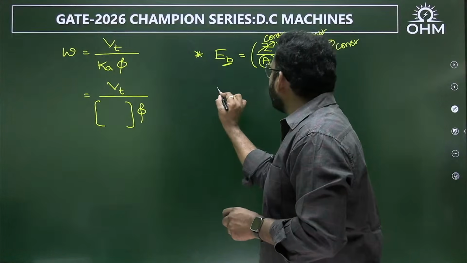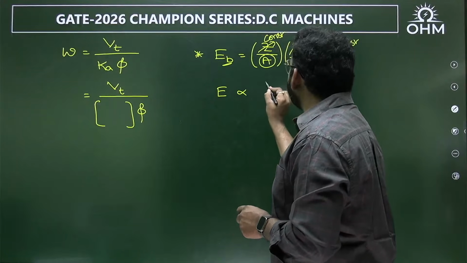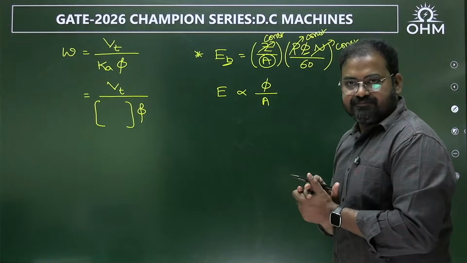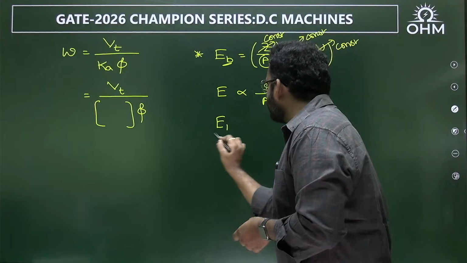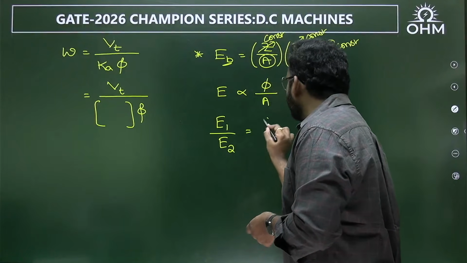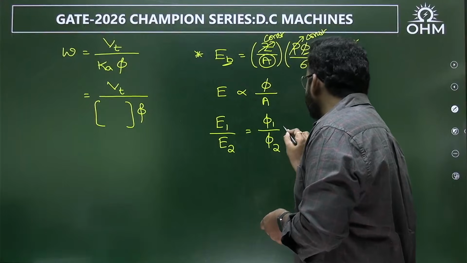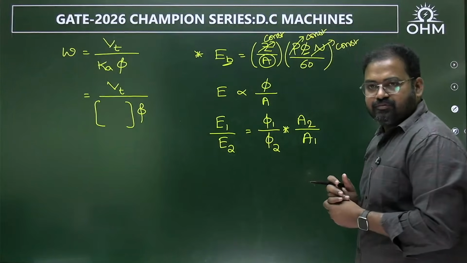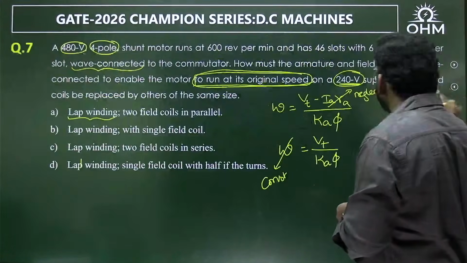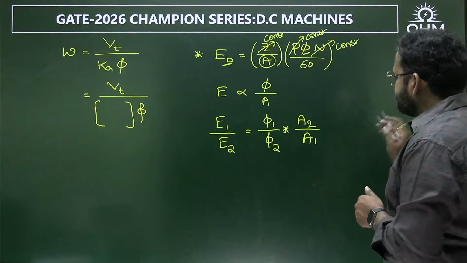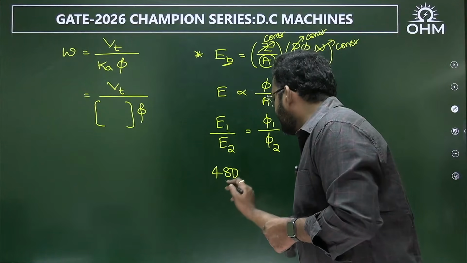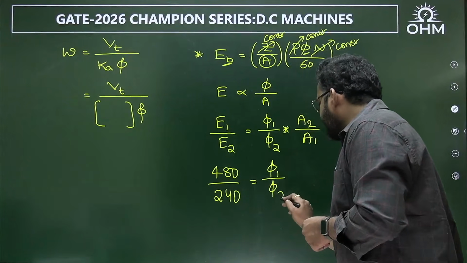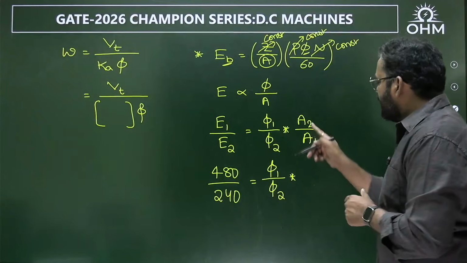So I can now write that voltage is directly proportional to flux in the numerator and number of parallel paths in the denominator, remaining things are constant. So first case voltage divided by second case voltage is equal to first case flux by second case flux into A2 by A1, because parallel paths are inversely proportional. What is the voltage in the first case? 480, second case 240. 480 by 240. I don't know the flux variation. Let's keep it like this: Phi1 by Phi2 into second case parallel paths.